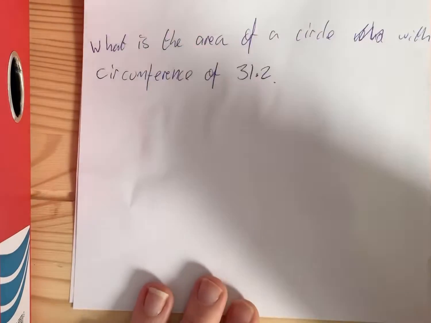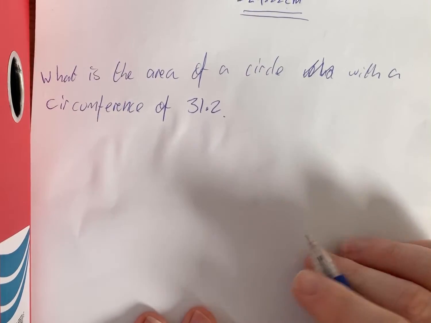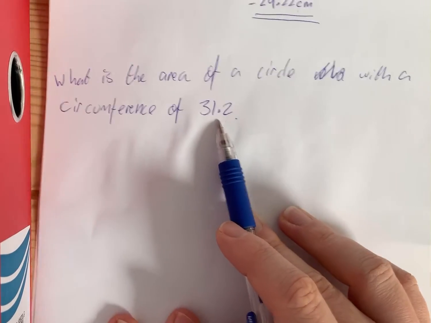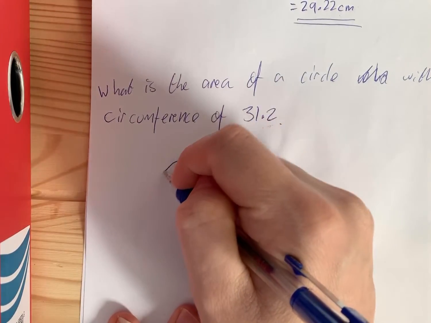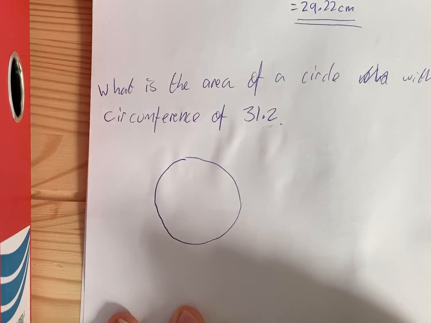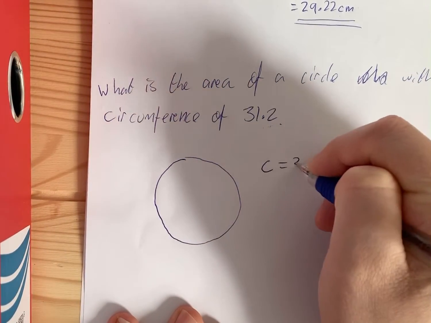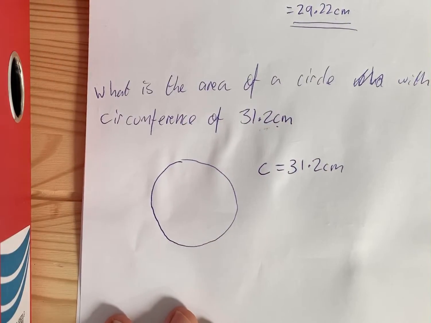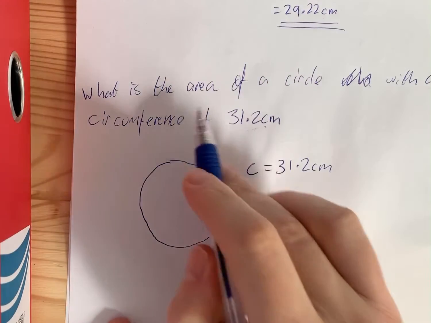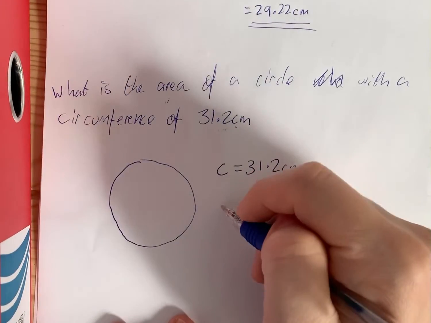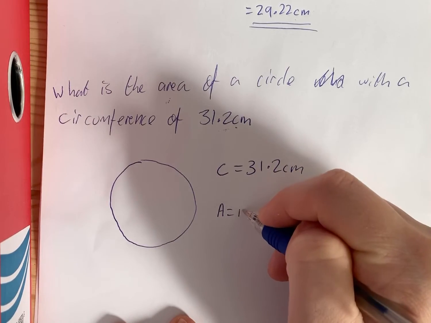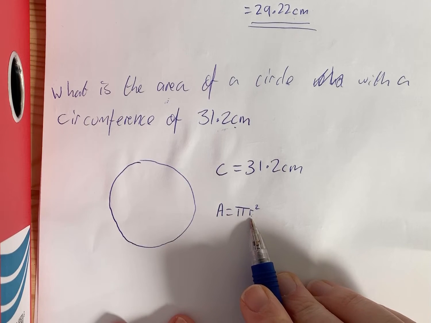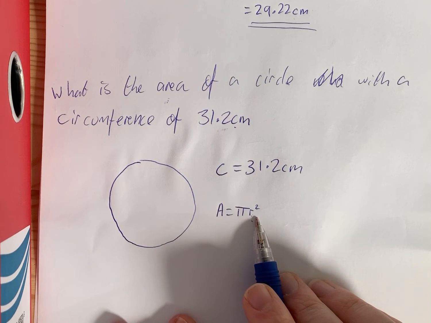Final one. Okay, this one, it was a trickier question. It says, what's the area of a circle with a circumference of 31.2? Okay, so I'm going to once again sketch it. Now this time we know the circumference is equal to 31.2 centimeters. Now I want to find the area. That's what the question tells me to find. And we know our area formula is pi r squared, but I do not know r. So that's what I'm going to need to find.